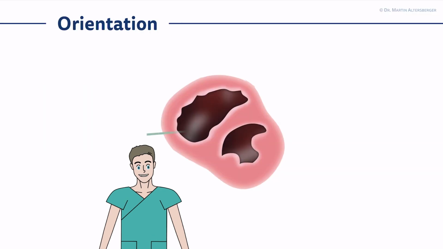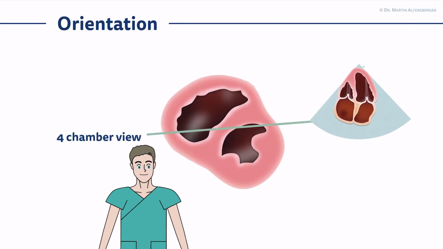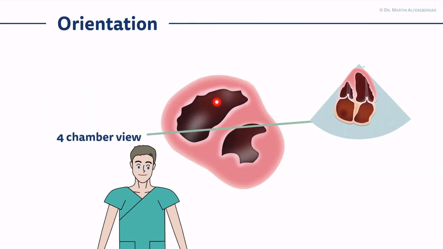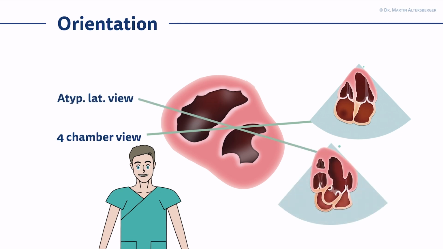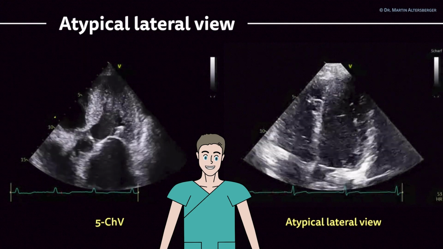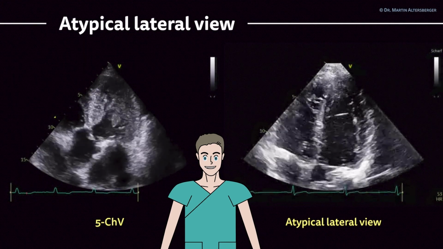By means of orientation, when we cut the ventricle through the 4-chamber view, we have both the right ventricle and the left ventricle in our field of view. When we tilt the transducer to the 5-chamber view, we get more like this orientation. And here we have the 5-chamber view.